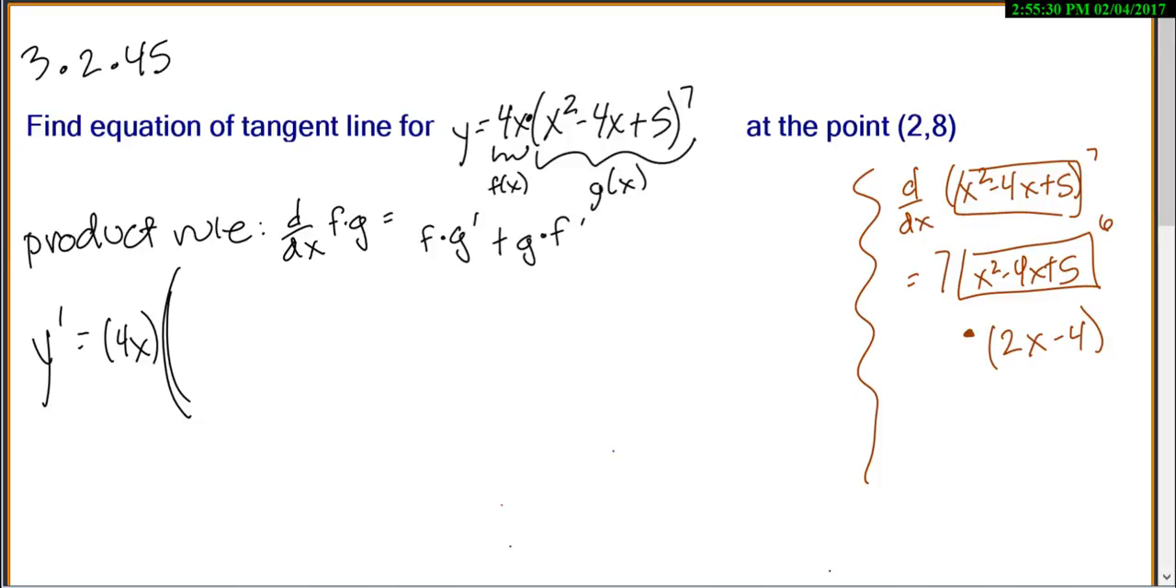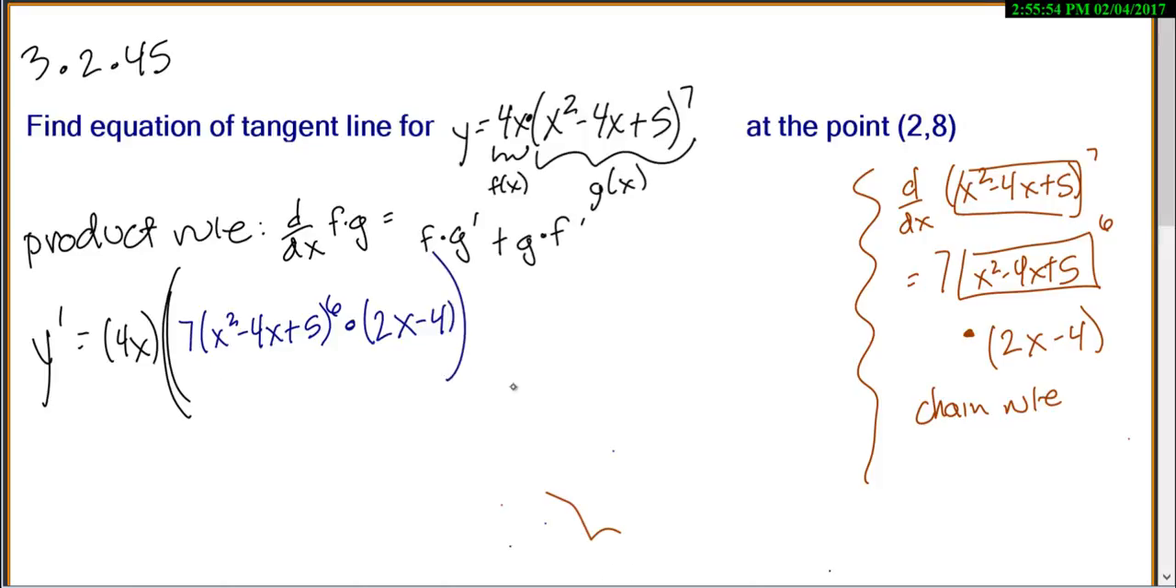Let's bring that back over here and plug it in. Just as a note, remember what we did here: we had to use the chain rule. So sometimes inside the product rule you have to use the chain rule. For g prime of x we had 7 times (x squared minus 4x plus 5) raised to the power 6 times (2x minus 4). So this entire thing was our g prime. Plus, now we do g, keep g exactly the same, times f prime, and the derivative of 4x is just 4.